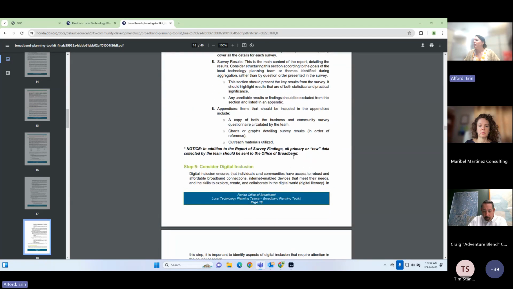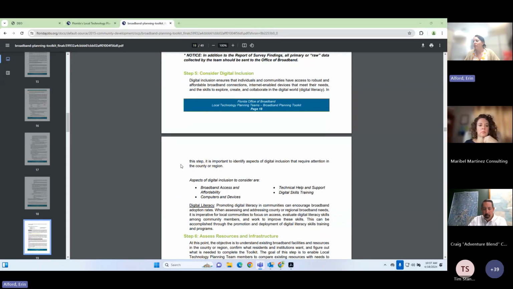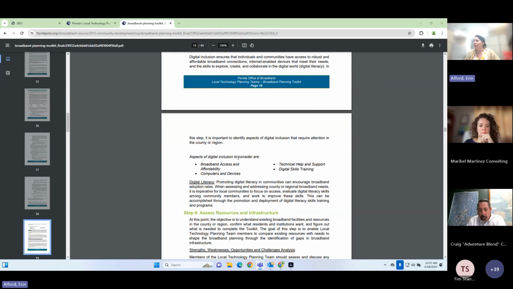Fifth one, consider digital inclusion. This is a big thing to consider. It gives you right here the aspects of digital inclusion. That'll be broadband access and affordability, computer and devices, technical help and support, and then digital skills training.